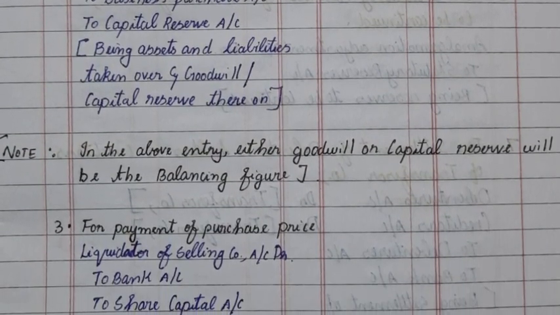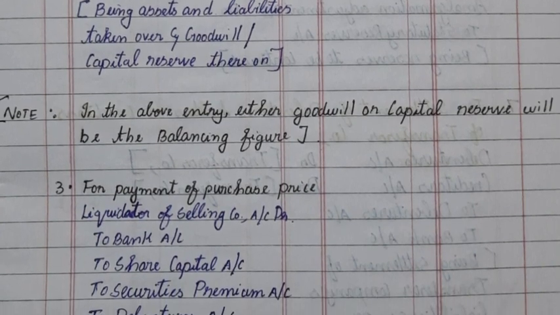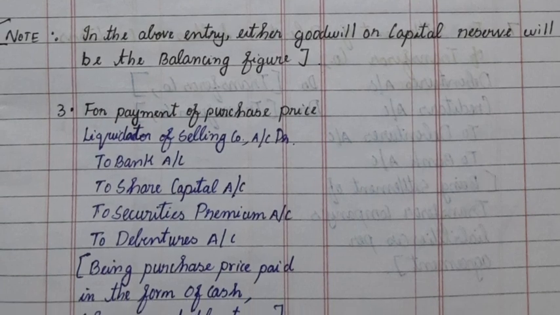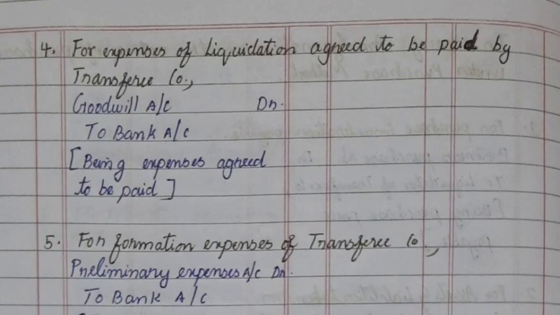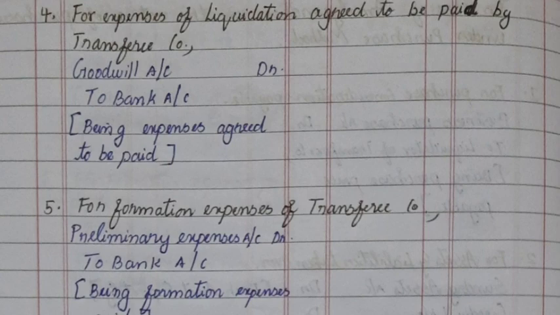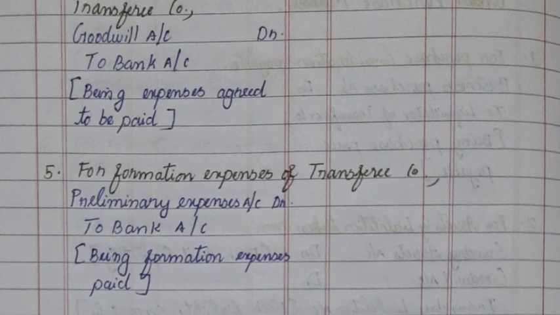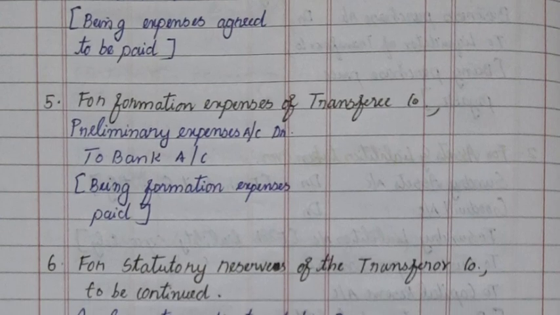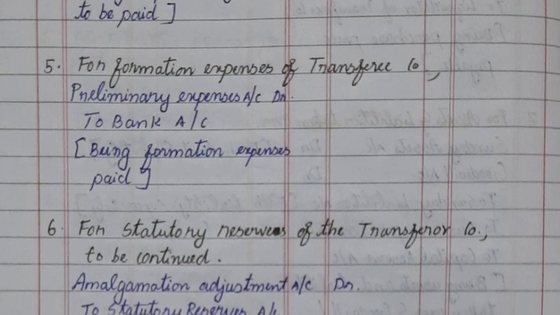For payment of purchase price, liquidator of selling company account debit to bank account, to share capital account, to securities premium account, to debentures account. For expenses of liquidation agreed to be paid by transfer company, goodwill account debit to bank account. For formation expenses of transfer company, preliminary expenses account debit to bank account.